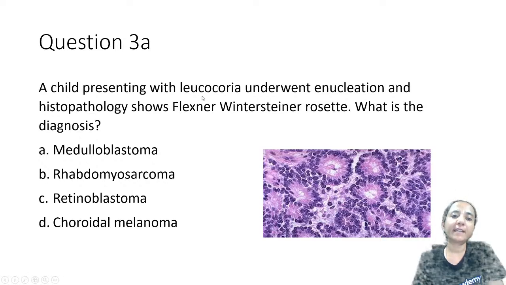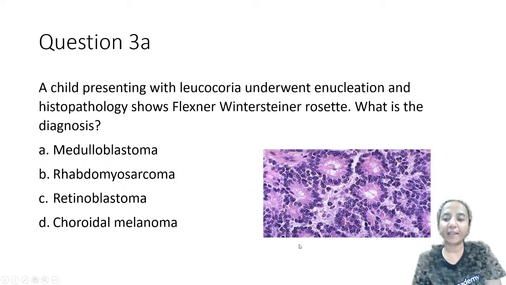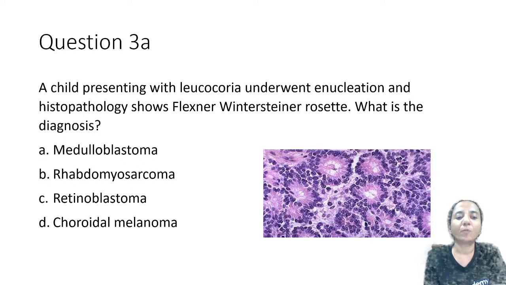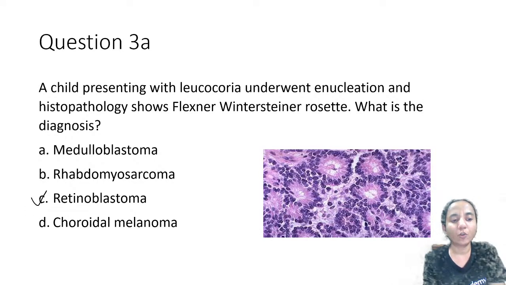A patient presenting with leukocoria underwent enucleation and histopath shows this. This is called a Flexner-Wintersteiner rosette. Now, what is the diagnosis? Very simple question. Correct. The answer is retinoblastoma.